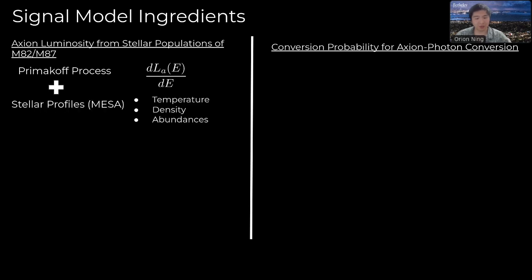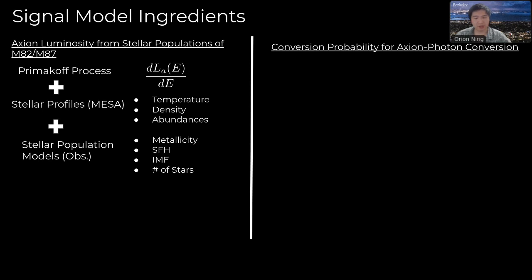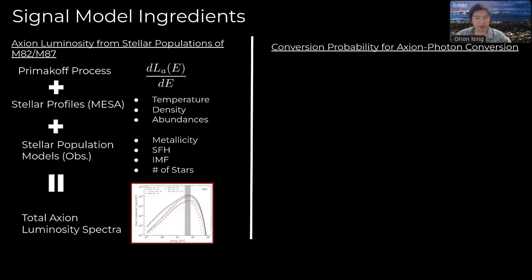This relies on stellar profiles for individual stars, which we simulate in MESA, to extract important quantities such as temperatures, densities, and chemical abundances. Then, to understand what kind of stars make up our galaxies, we use observations in past literature to model the metallicity, star formation history, initial mass function, and the number of stars in our candidate galaxies. All of these ingredients combined allow us to estimate the predicted total axion luminosity spectra over all stars in our M82 and M87 galaxies.